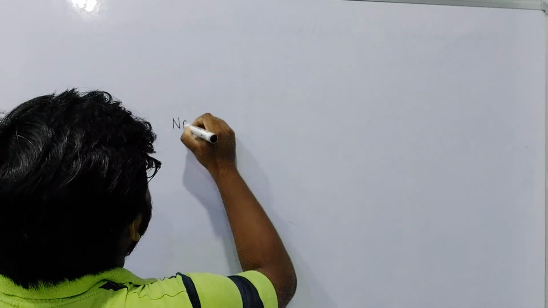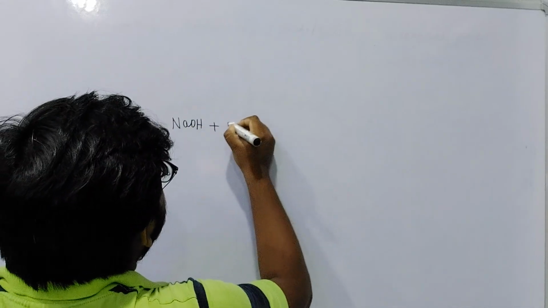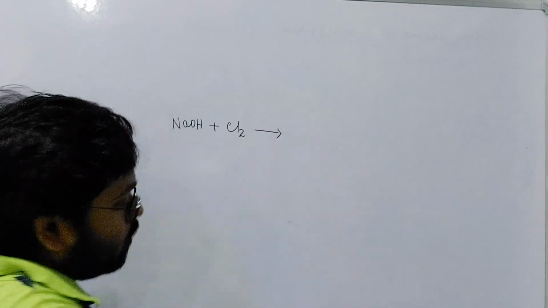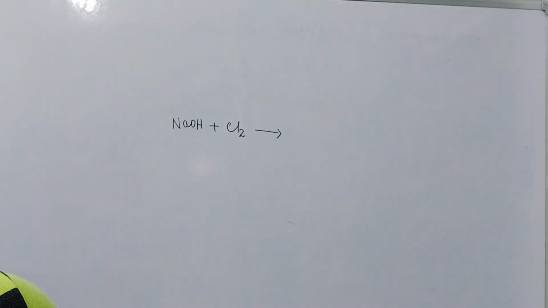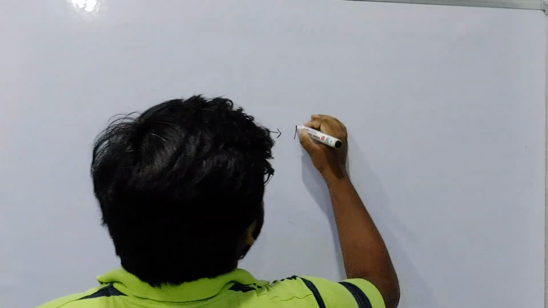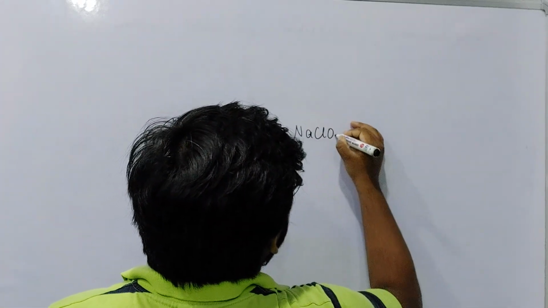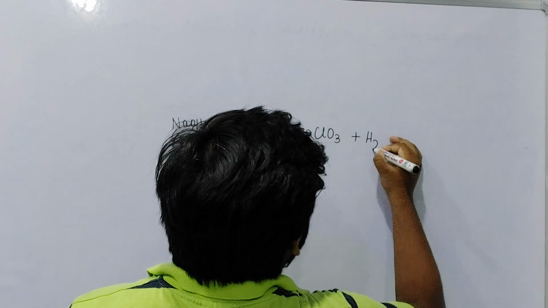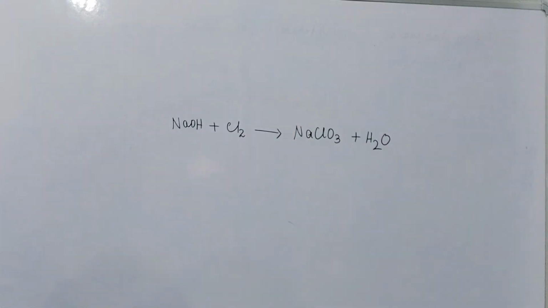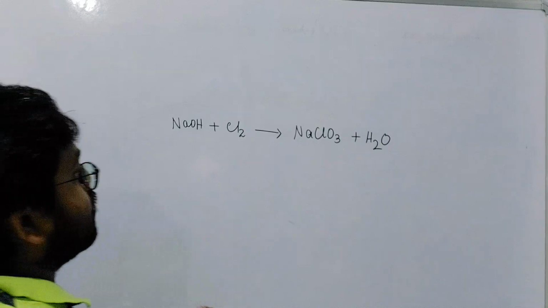Hello. So last day the balancing was done in acidic medium. So today I will do it in basic medium. So for example, let's take a chemical reaction: sodium hydroxide plus chlorine. That will give me NaClO3 plus H2O. Alright. So now, how to balance this chemical reaction?